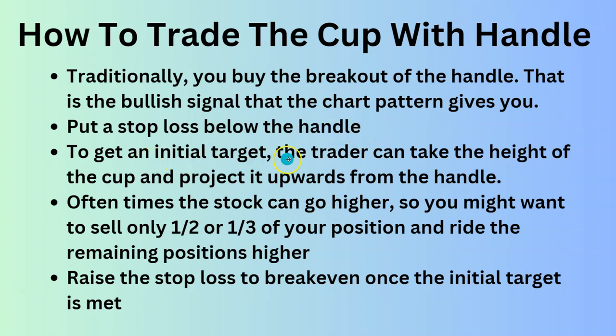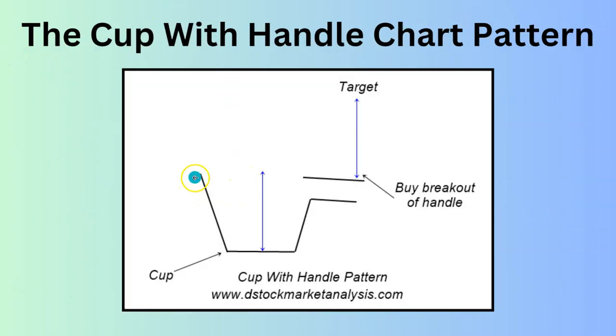So to get the initial target, the trader can take the height of the cup and project it upwards from the handle. And oftentimes the stock can go higher, so you might want to sell only half or one third of a position, just like in the previous section I mentioned to you, trade management, and let the remaining positions run higher. And once your initial target has been met, raise the stop loss to break even so that you have a free trade. So let's go back to the chart here, the image.